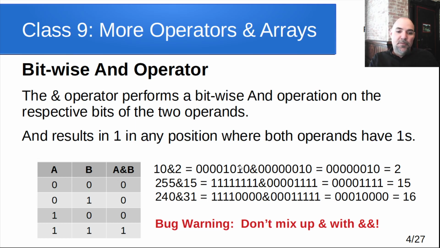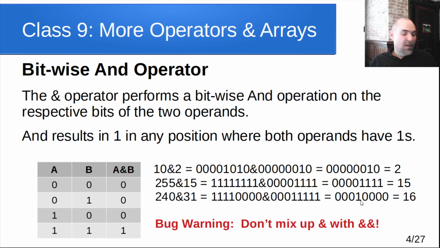Here's another example, 255 and 15. Well, these have 0s in the one position and 1 in the other. These ones all have a 1 in both positions, so this passes the 15 through. And then here's one with 11110000 and 00011111. So the only place where both of these are 1s is in that position, that 0, 1, 2, 3, 4 position. So that's the only one that ends up with a 1.